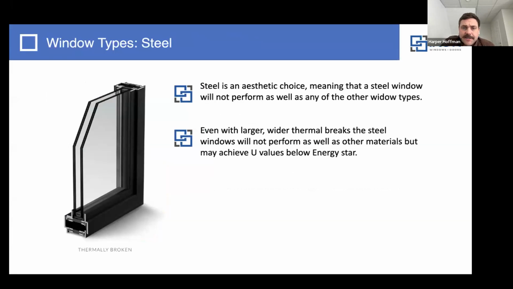And then last, we have steel. Steel is usually going to be your aesthetic choice. Speaking of niche clients, steel is going to be a very niche client. If they want steel, they want steel. And it's going to have those really thin sight lines. So it's a beautiful, beautiful window.